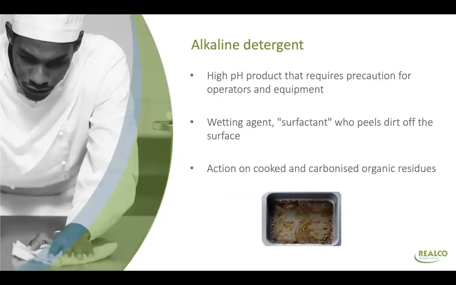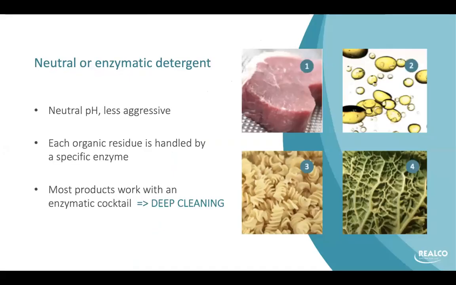On the other hand, alkaline detergents are mostly high pH products, so you have to take precautions for the operators and the equipment. Most alkaline detergents are composed of different wetting agents, also called surfactants, and their action is that they peel off the dirt from the surfaces, and then you can remove it by rinsing. Most alkaline detergents will also have an action on cooked and carbonized organic residue. In contrast, the neutral or enzymatic detergents have a neutral pH, thus they are less aggressive.